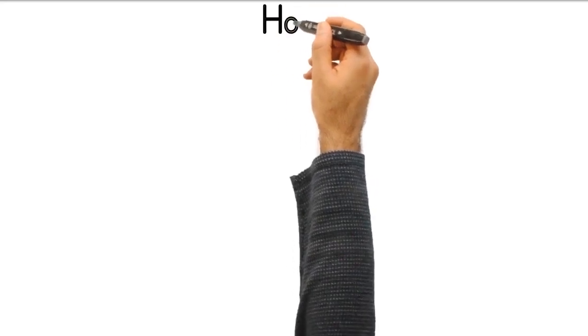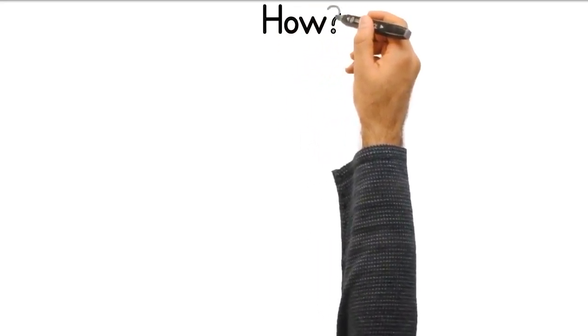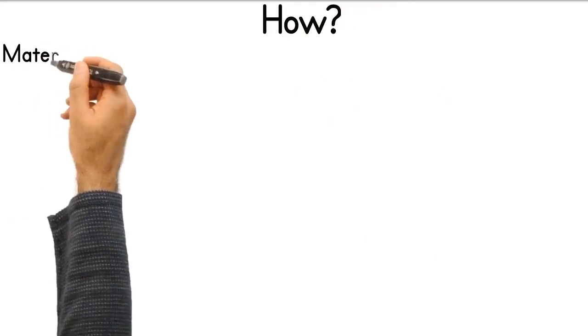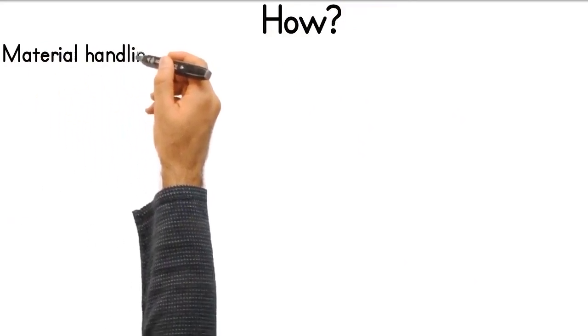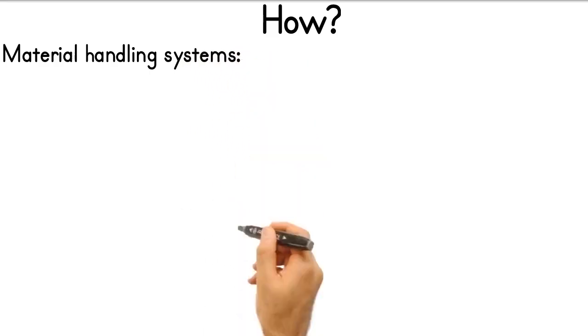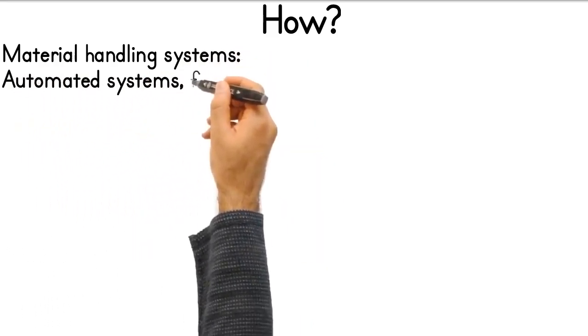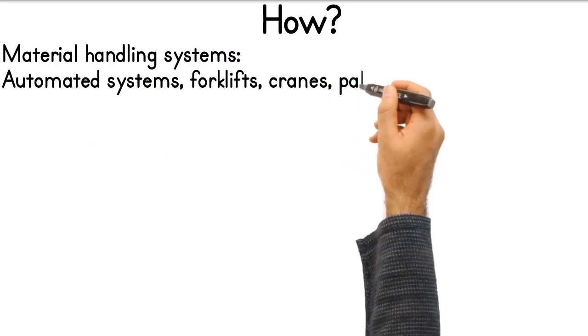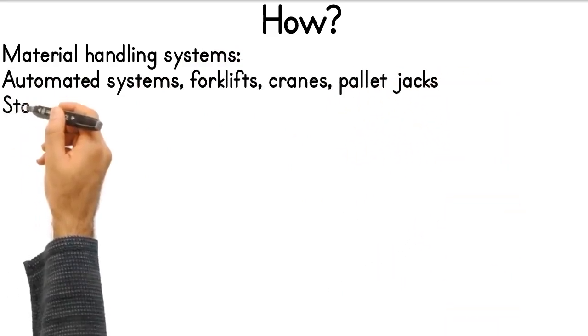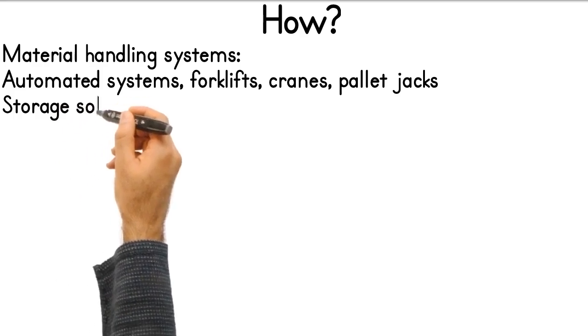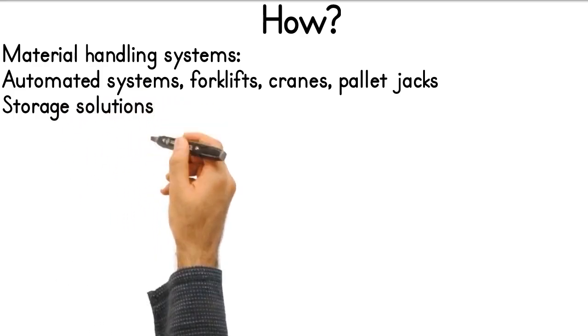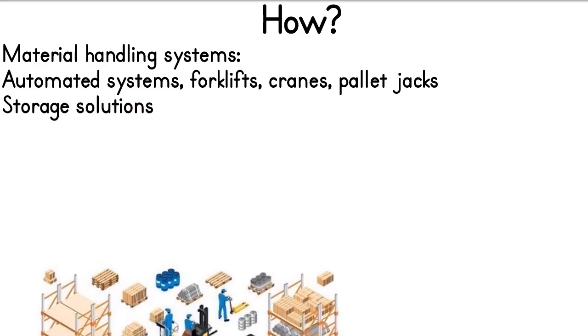How is material handling and layout improved? Material handling systems, such as automated systems, streamline movement and reduce labor costs. Forklifts, cranes, and pallet jacks for loading and transporting materials can increase efficiency. Storage solutions are used to improve how materials are stored and improve inventory management.